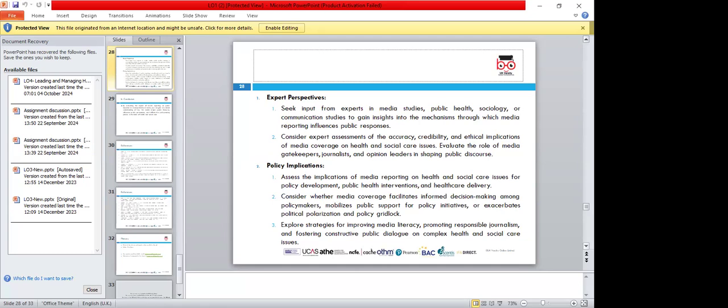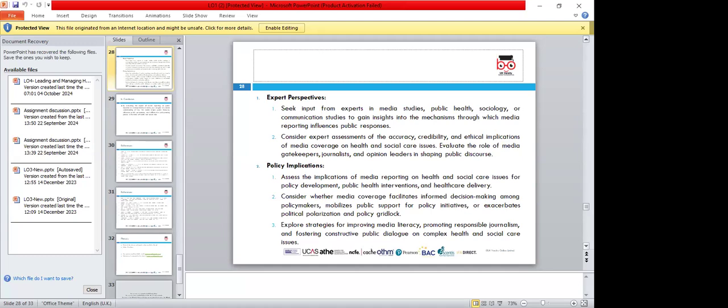Consider expert assessment of the accuracy. When there are issues, you need to look at the experts, those who are talking about it, giving their opinions and their strategies in addressing issues. Then let's look at public policy implications. Assess the implications of media reporting on health and social care issues for policy development, health interventions, and healthcare delivery. Very, very important. The media must contribute their quota to the political discourse.